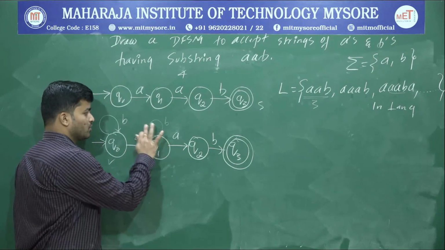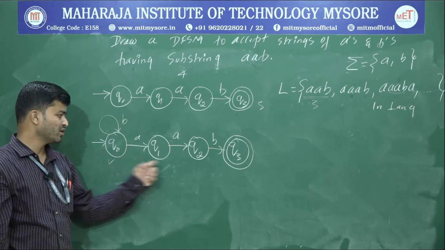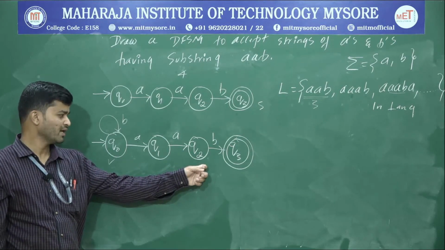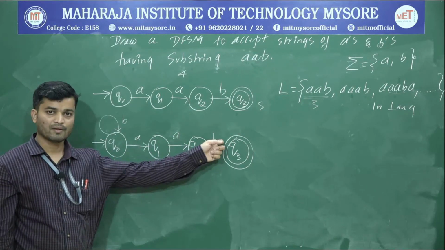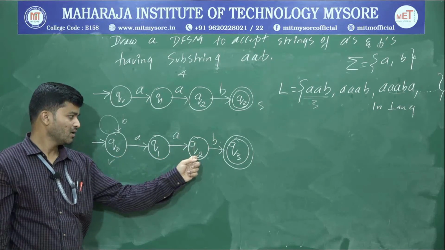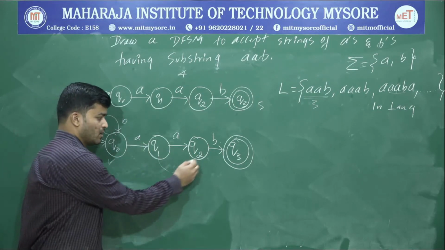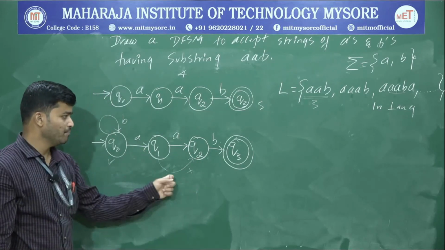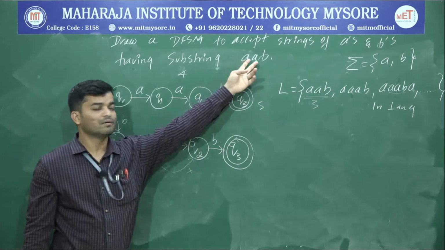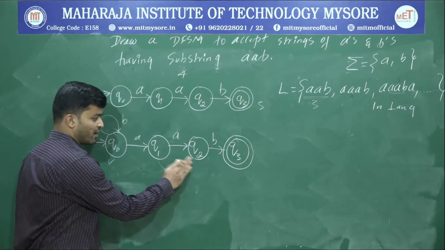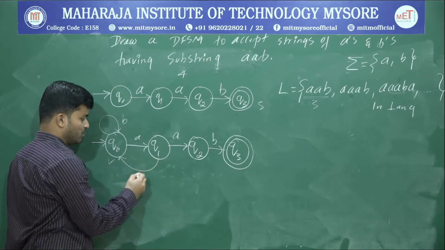If loop is not a valid option, you have to connect with the next nearest state. The next nearest states are Q0 and Q2. Which one will you connect? If I connect here, I will get the substring AAB. If I connect there upon B, I will not get the substring AAB. It will accept ABB, and the requirement is AAB. Therefore this is not a valid option. So connecting to the Q2 node upon B is a valid option.